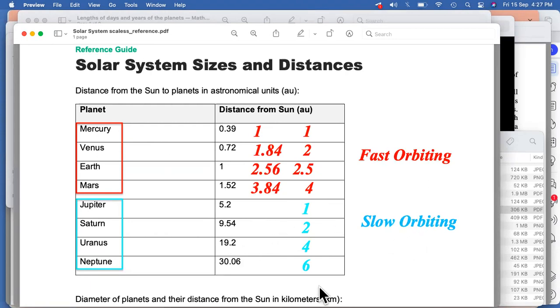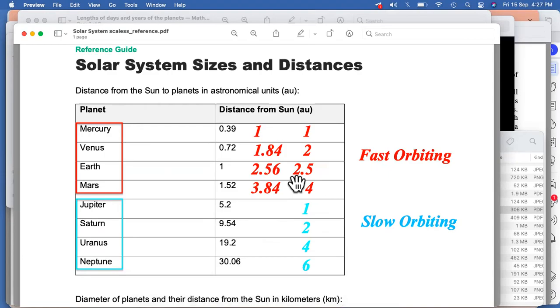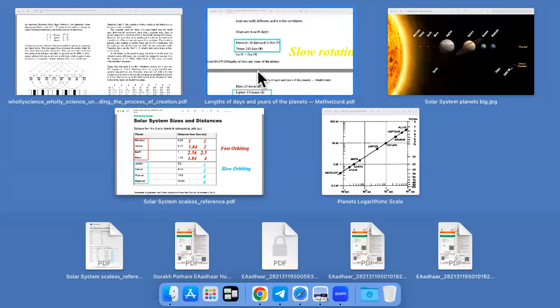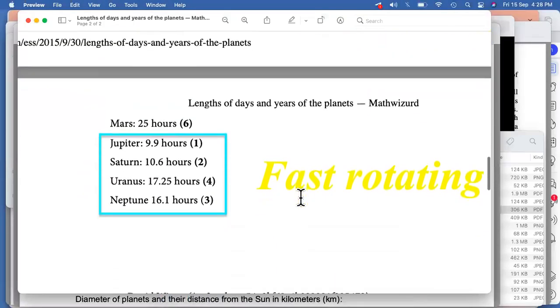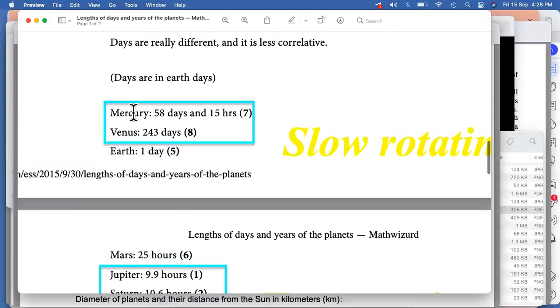The time required for orbiting the sun is huge over here, and this is small, right? In a similar way, the rotation takes smaller time here, and these planets, especially Mercury and Venus, take a huge amount of time. So this is one difference that we saw. As we go closer and get into the details, we are able to get some really amazing understanding.